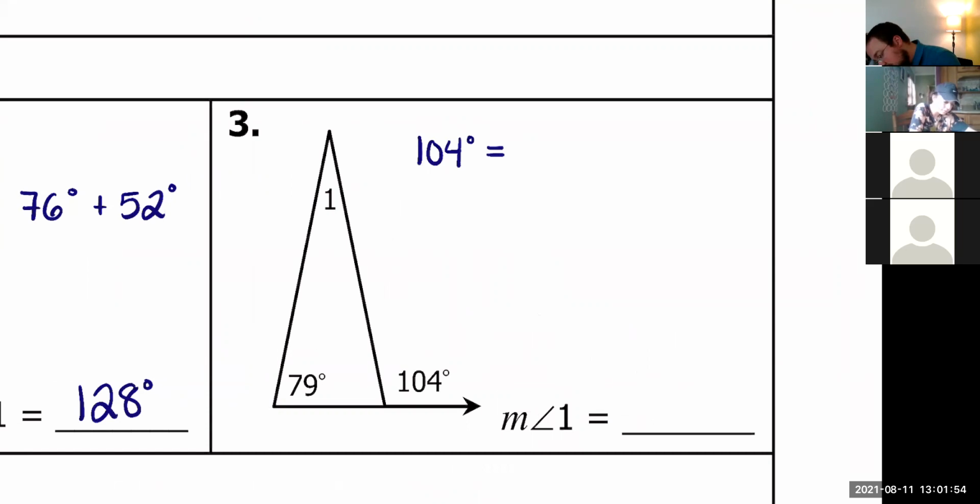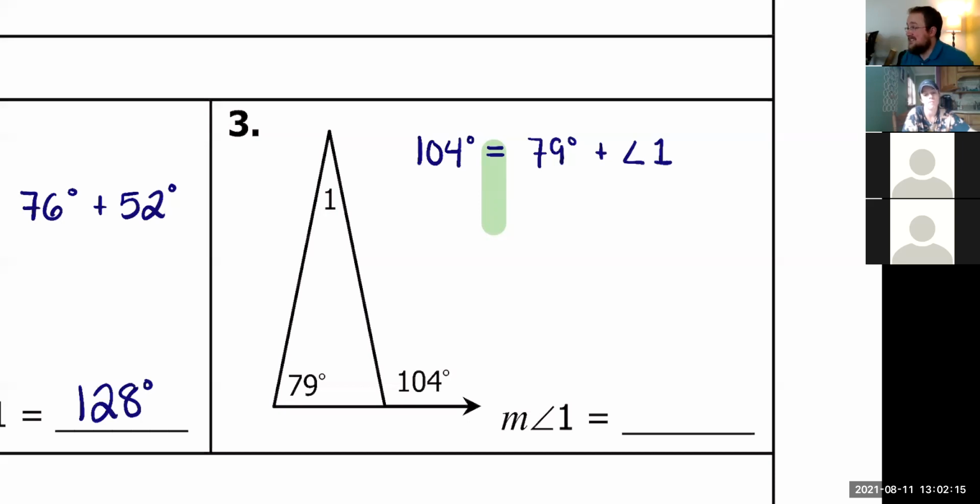So that would be the, what, 79 degrees plus angle 1. How would you solve that equation? Did you add 104 to 79? Ooh, careful. Let me throw this up in there. How would you get that 79 away from that angle 1?